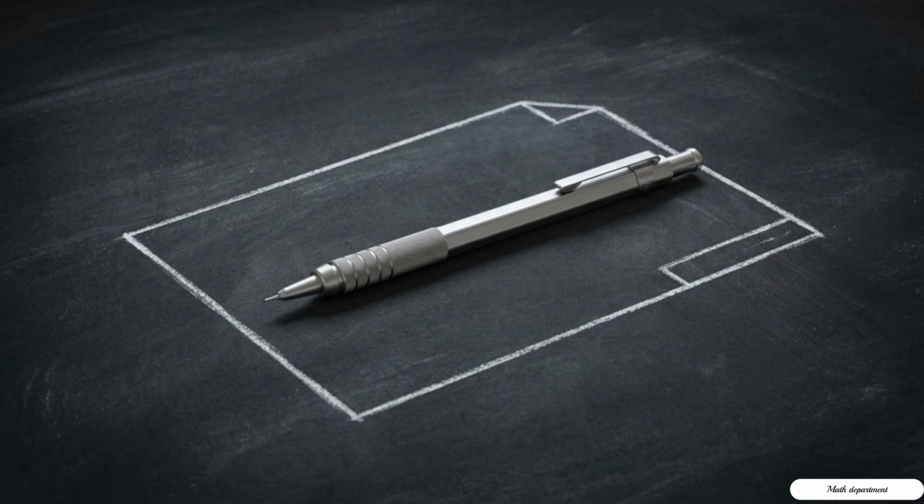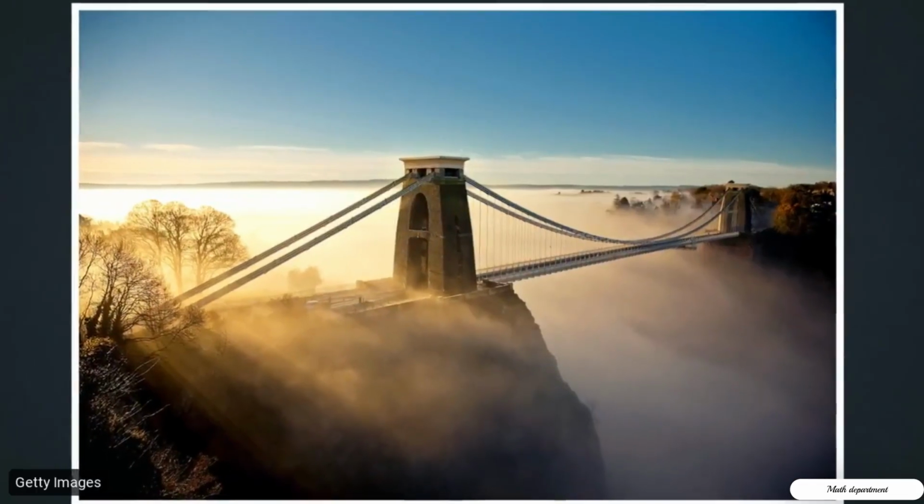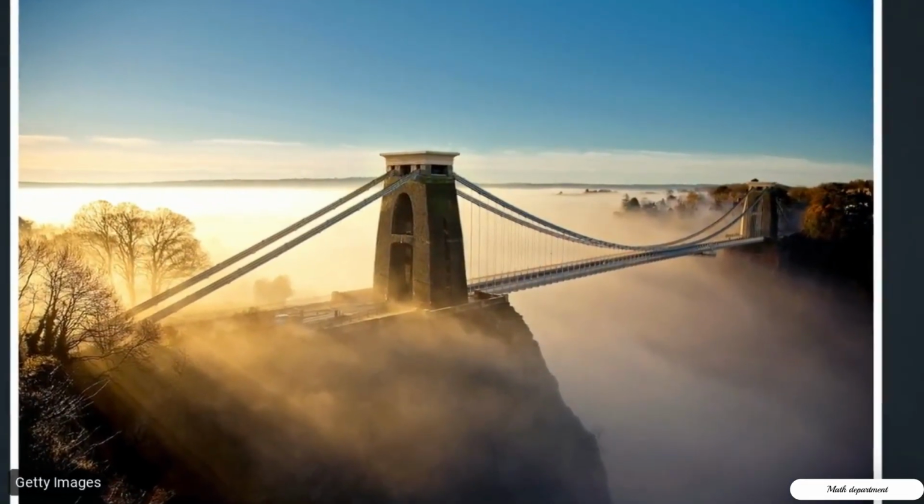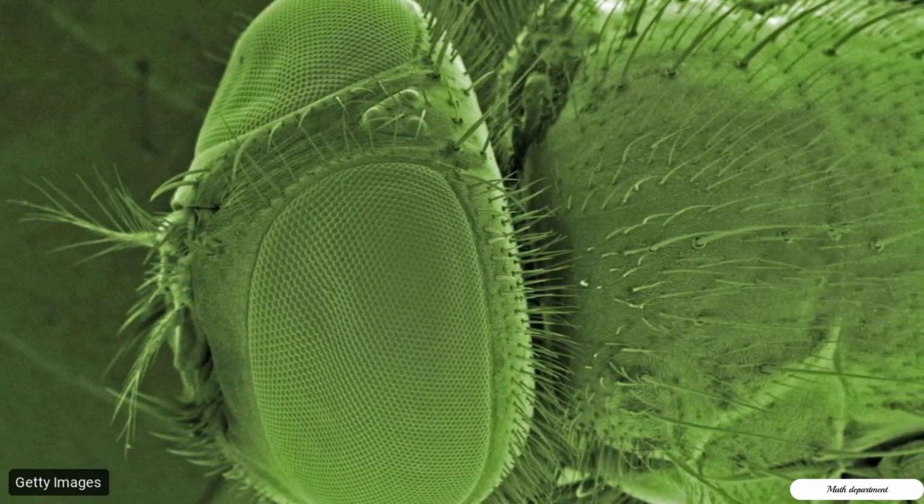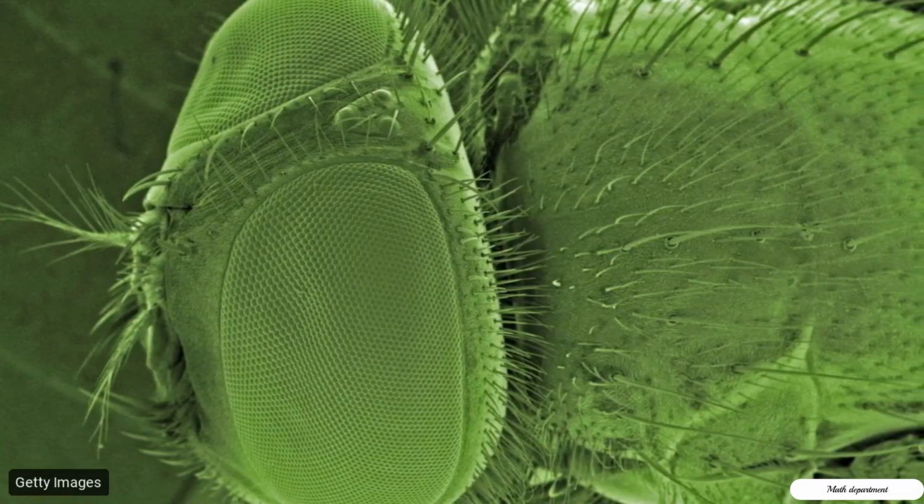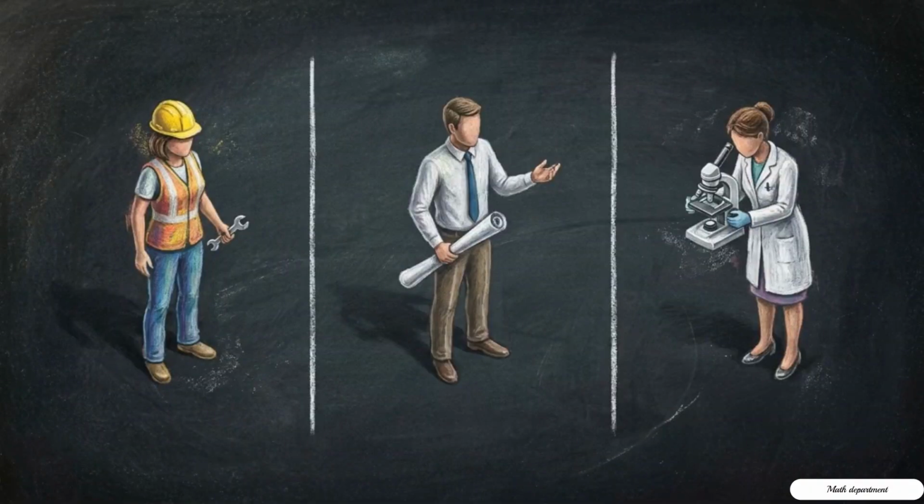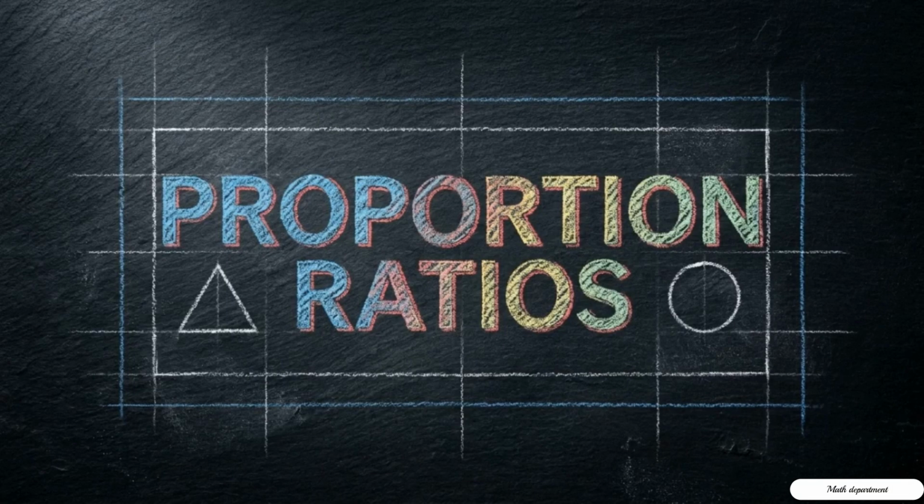Think about the logistical problem of representing reality on a single piece of paper. You have to figure out how to fit a massive suspension bridge onto the exact same size page as a microscopic organism. Engineers, architects, and scientists solve this size difference using a single mathematical tool, the scale of drawing.